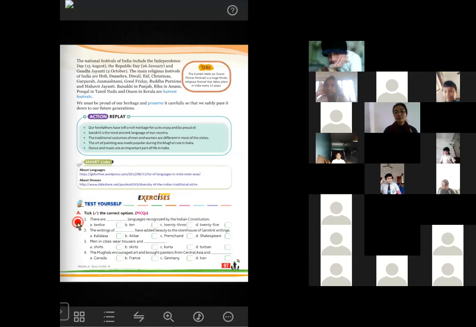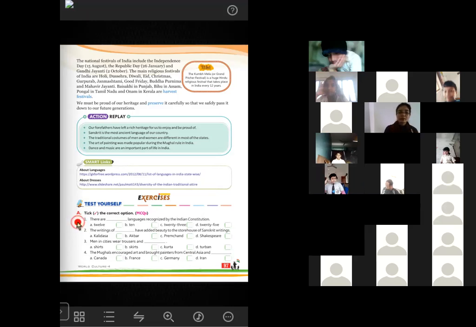These are the harvest festivals. That means during the harvesting season, they celebrate these festivals. You also will have to memorize all these names of festivals. So there are national festivals like Independence Day, Republic Day, and Gandhi Jayanti. And besides this, some religious festivals are also there. The names are as follows. Then you will have to write them.